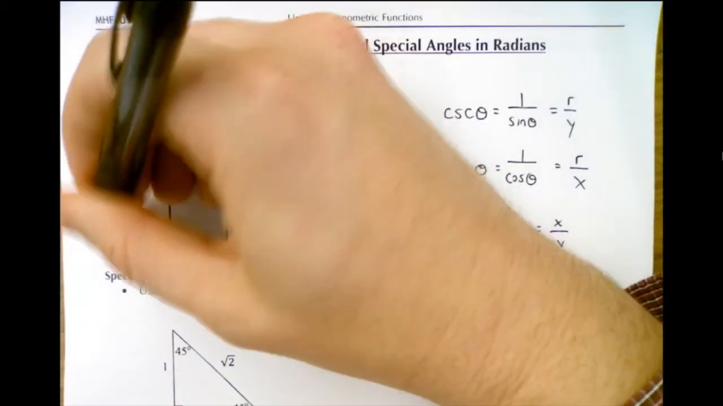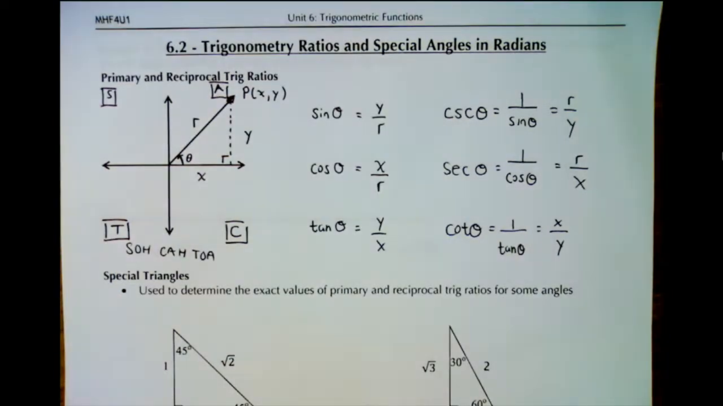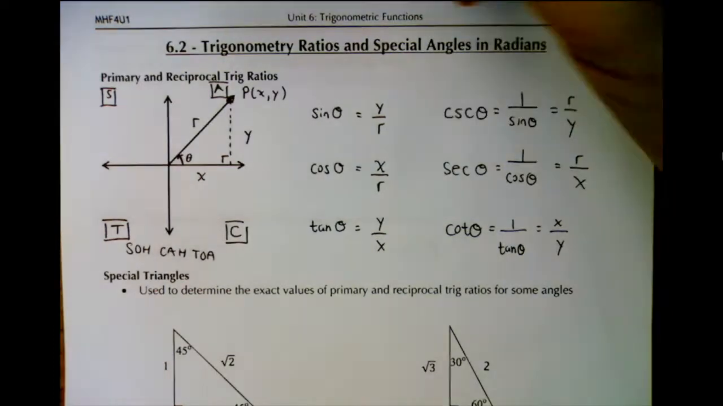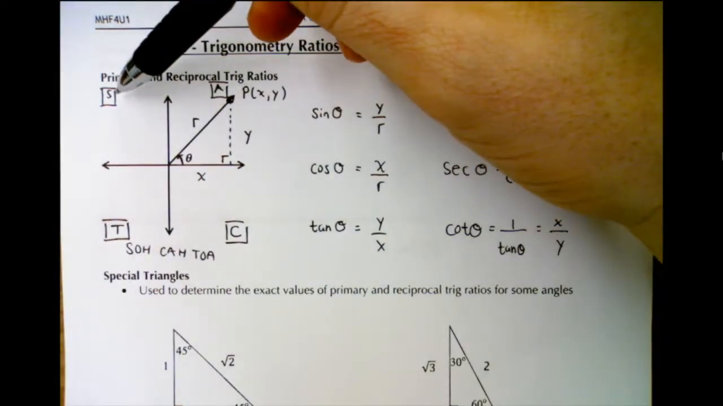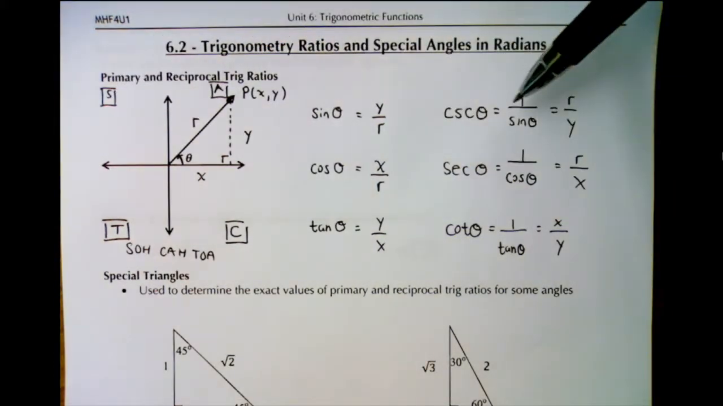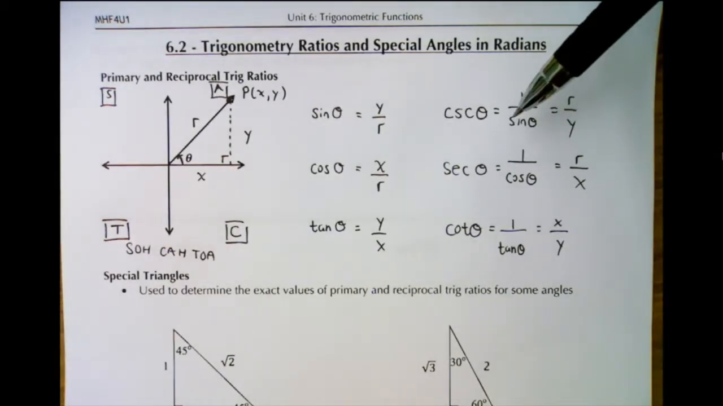However, if a primary trig ratio is positive, the reciprocal of a positive is always going to be positive. So in quadrant 2, sine is positive, so cosecant is also positive because they're reciprocals. Reciprocal, you're just flipping the fraction. Nothing changes with the sign.